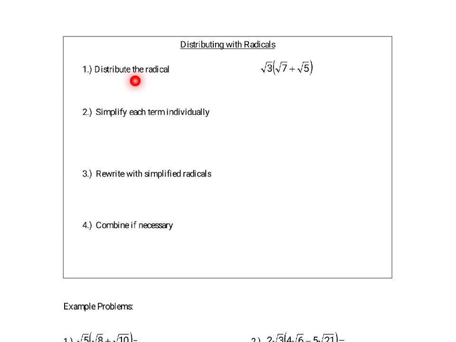So, as you can see here, first thing that you need to do is distribute the radical. Remember, when you're multiplying, it's pretty straightforward. You multiply outside numbers with outside numbers, numbers under the radical with numbers under the radical. So distribution is the same. You got to distribute it to everything inside the parentheses. So square root of 3 times the square root of 7 is the square root of 21 plus square root of 3 times the square root of 5, square root of 15. Okay, beautiful. Now, we got to simplify them.